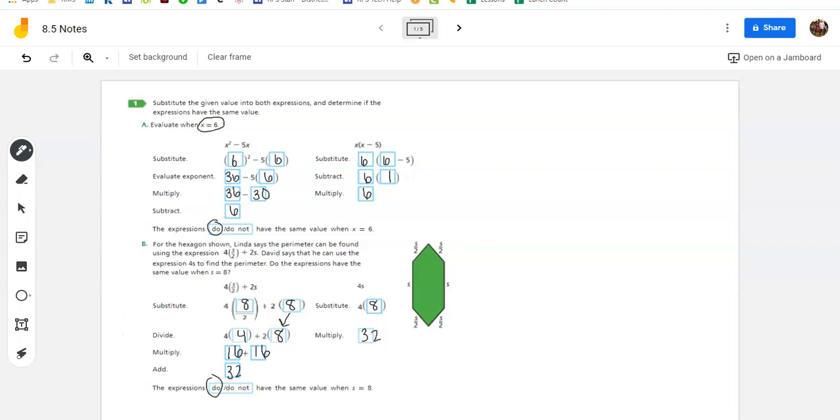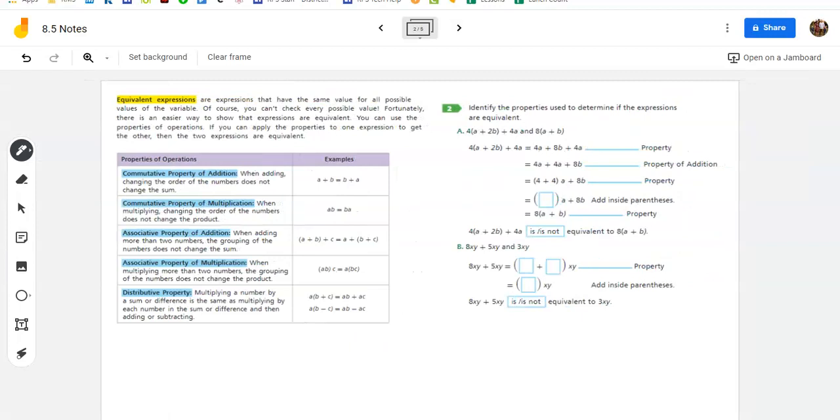Okay, we're heading to page 262. Equivalent expressions are expressions that have the same value for all possible values of the variable. Of course, you can't check every possible value. Fortunately, there's an easier way to show that expressions are equivalent. You can use the properties of operations. If you can apply the properties to one expression to get the other, then the two expressions are equivalent.